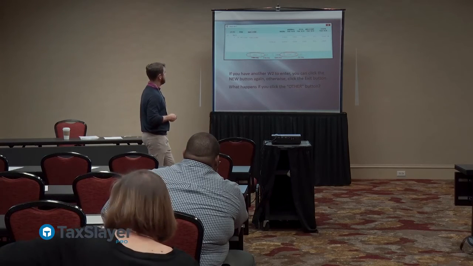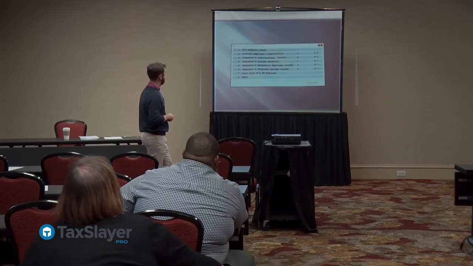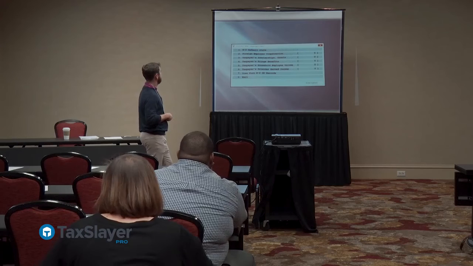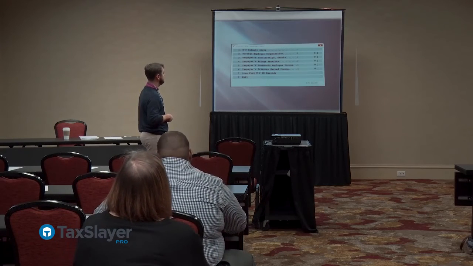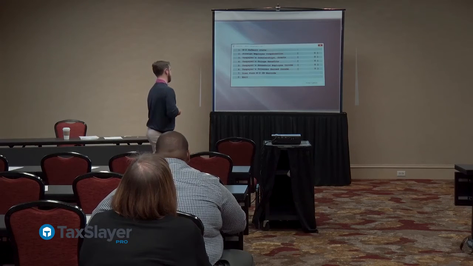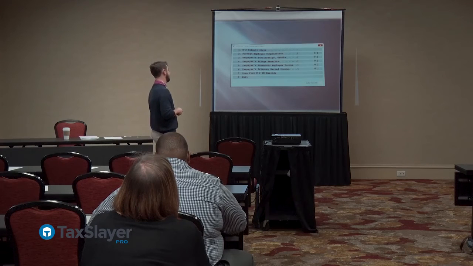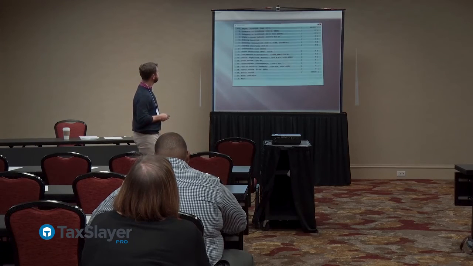It says, what happens if you click the Other button? Anybody know that? You're going to have the Form W-2 Other Compensation menu. So you have the W-2 default state, foreign employer compensation, taxpayer scholarships, grants, fringe benefits, household employee income, prisoner earned income is all listed there.